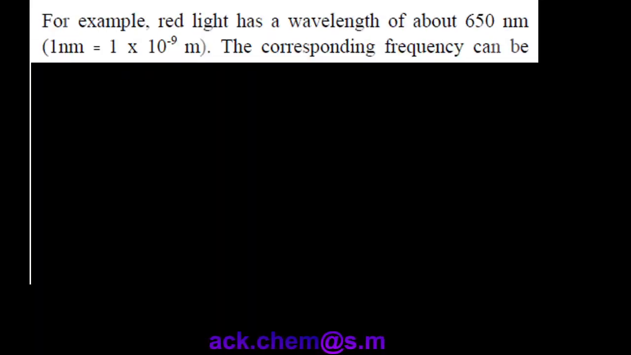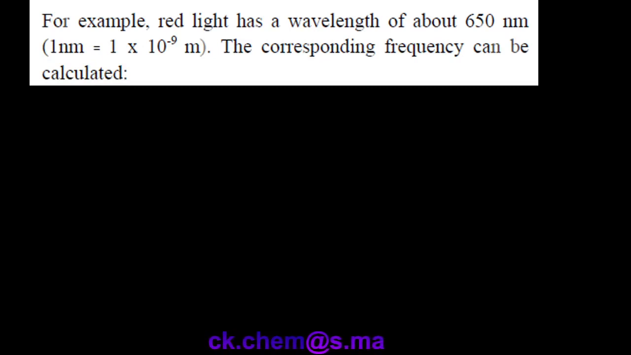Let's look at an example where the equation c is equal to lambda times nu is used. Let's say you're given that red light, which is a form of visible light, has a wavelength of 615 nanometers. You're given the conversion for a nanometer, where it's equal to 1 x 10^-9 meters. Given this wavelength, can you then calculate the frequency of this red light? You can use the equation, and I see they have the letter f where it's supposed to be nu.